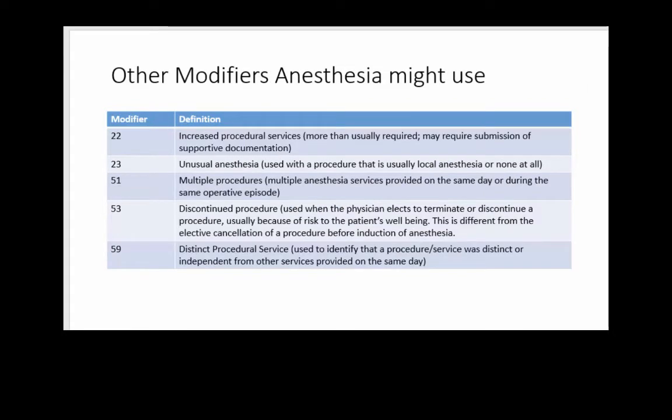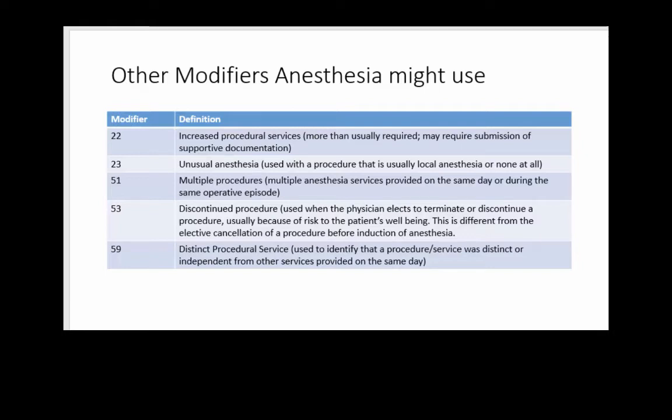There are other modifiers that anesthesia could use, and I've reproduced them here on this slide. You may see, for example, modifier 22. Say you're administering anesthesia for some kind of cardiac procedure, and once you get in there, it just takes the surgeon longer than it normally would. So the anesthesiologist, therefore, has to be there longer. The anesthesiologist would append a 22 modifier to the anesthesia code.